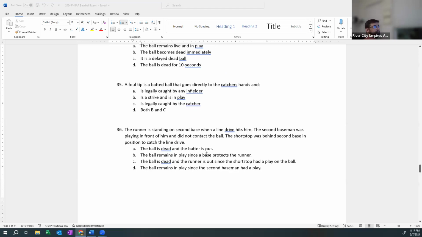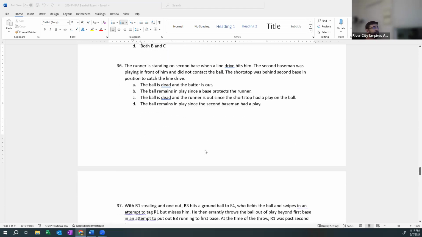All right, we talked about foul tip already. A runner is standing on second base when a line drive hits him. The second baseman was playing in front of him and did not contact the ball. The shortstop was behind the second baseman in position to catch the line drive. Huh. What do you got? This I'll take from Bill or Tyrone or Rolo, or Jeremiah, Carl. This is a good one. This is a really good one.